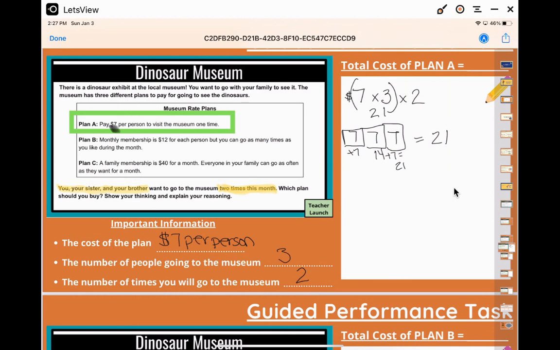Well, I'm not finished yet, guys, because now I need to multiply 21 times 2 to get my total cost. And this is actually a really big multiplication problem that may be a little difficult for us. And so what I'm going to do in order to multiply 21 times 2 is I'm actually going to skip count.